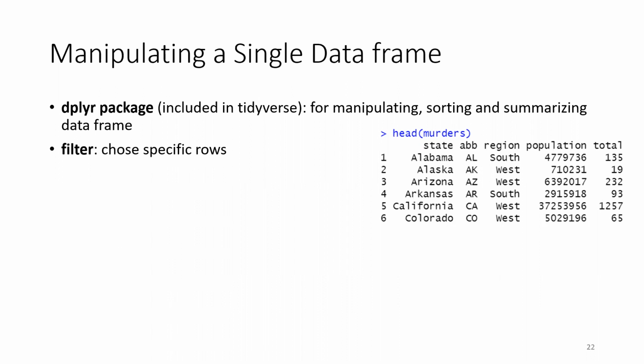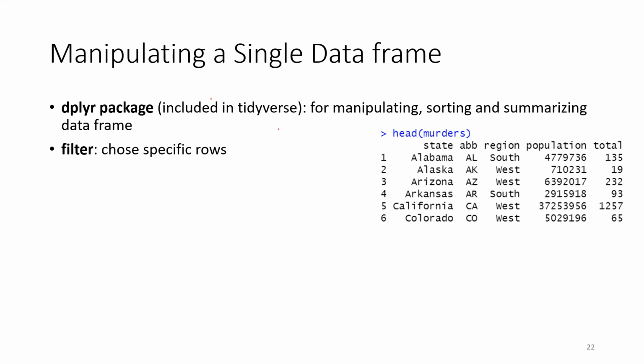For instance, looking at this models data set, here I have head models. The head always shows the first 6 rows, so it's usually used to have an idea of what's in the data set. The filter function is used to choose specific rows. For instance, maybe I want the rows that have the total less than or equal to 10.